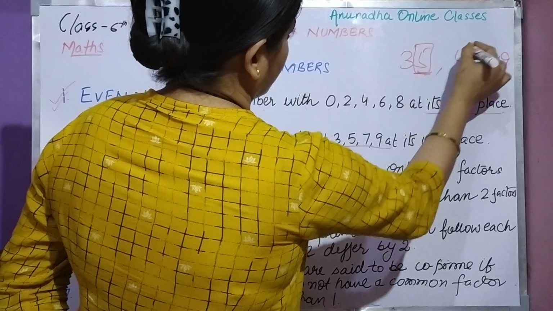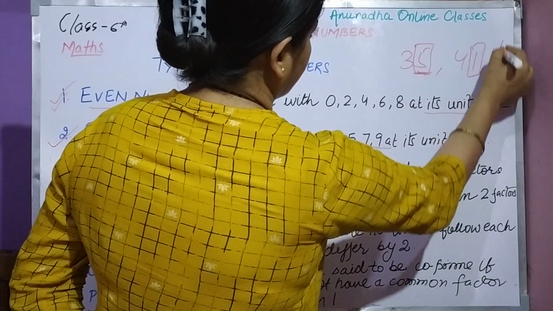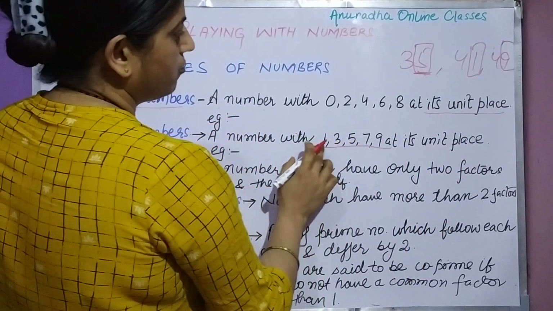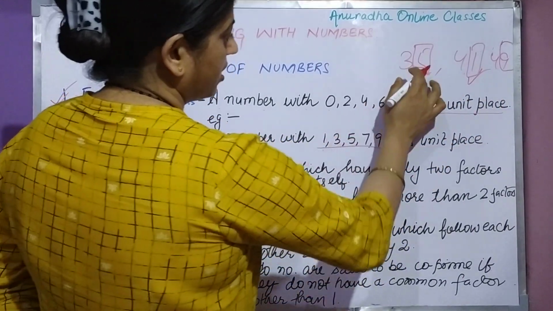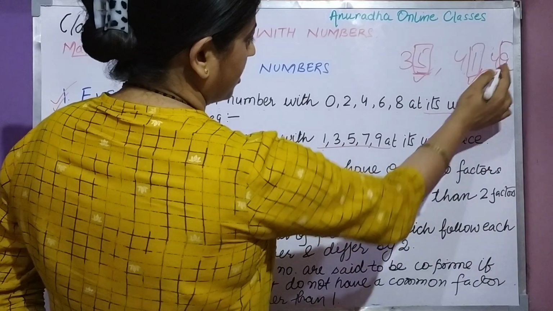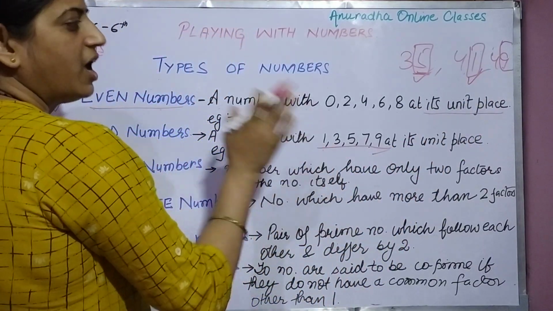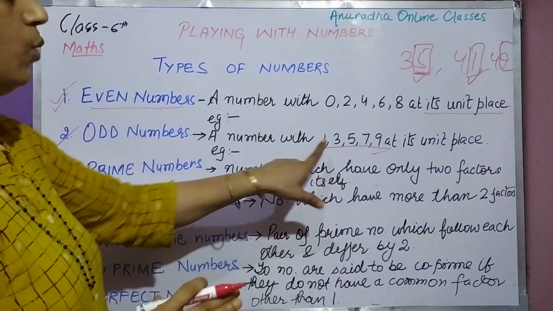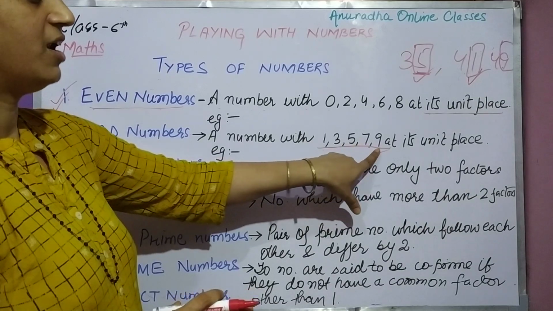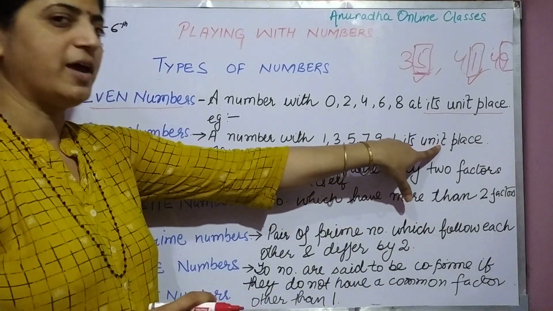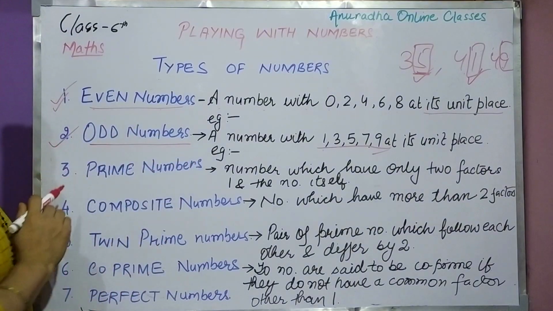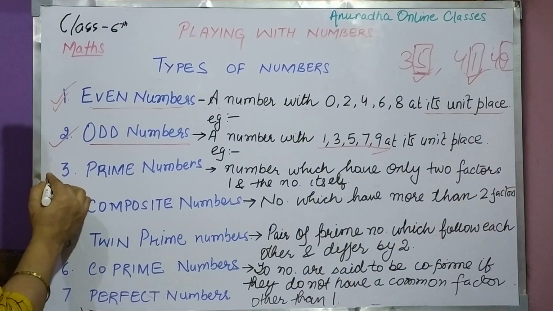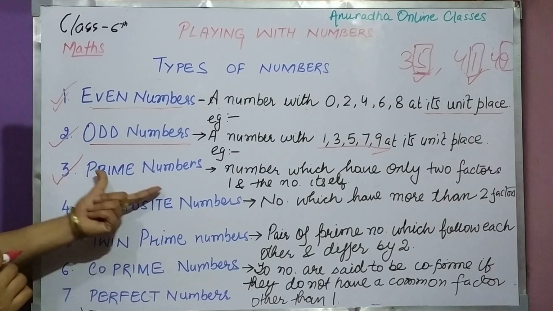See, the unit place. So what we have is 1 at the unit place, then 5 at the unit place, and 9 at the unit place. If a number has 1, 3, 5, 7 or 9 at the unit place, then that number is an odd number. Right? Now come to the third type, that is prime numbers.